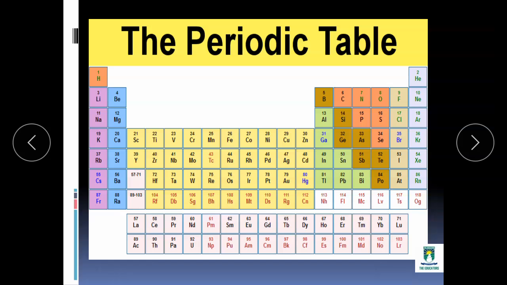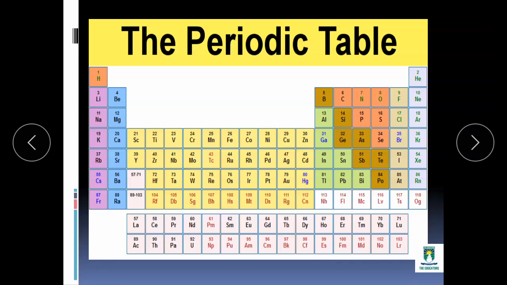For example, if lithium has atomic number 3, it belongs to first group and second period. Keep this in your mind that the outermost electrons which are present in the valence shell indicate the group number, whereas the number of shells indicates the period number. So this is how we can find the group number and period number of any element.